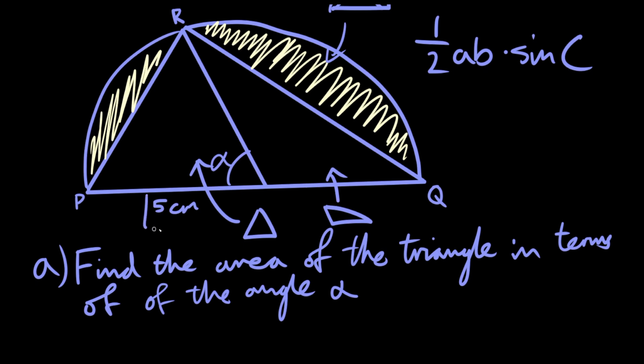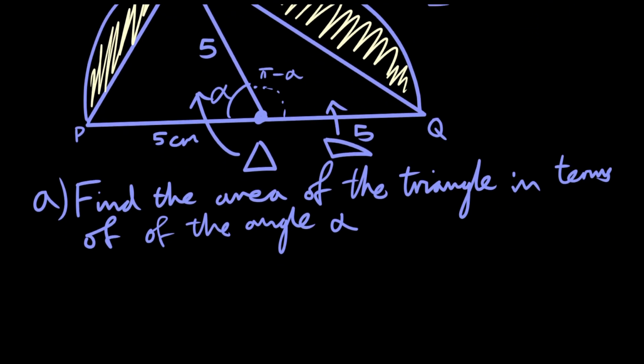So in this case, it'd be 5 centimeters, and this line here, which is also going to be 5 centimeters, because obviously here's the center, and the radius here is going to be the same as the radius here. And that means this line here would be 5 centimeters. But what is this angle here? So this is going to be pi minus alpha, because it is 180 degrees subtracted by this angle here to make the other triangle.